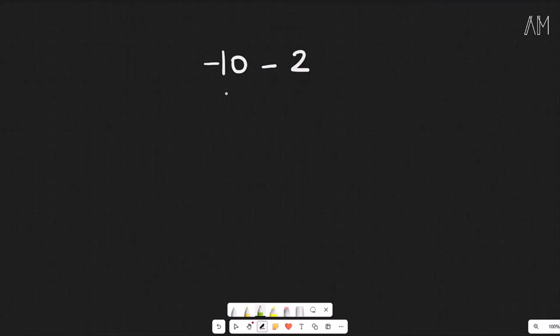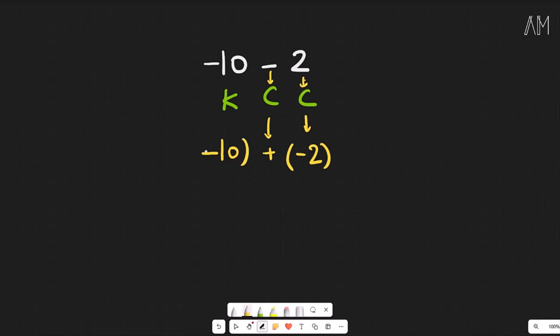All you have to do is simply apply the rule of KCC. Keep, change, change. Keep the first number as it is, change the minus into plus, and change the sign of the other number. Here the 2 is positive, it will become negative. And there we go. We are back into addition, and we will apply the rules of addition.